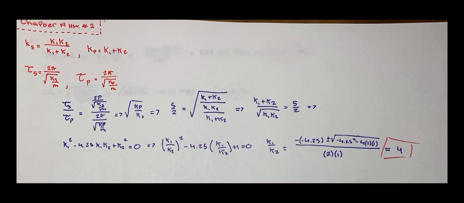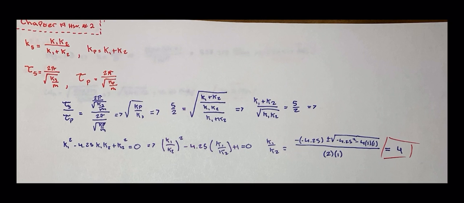Number 2, we have two springs of constant K1 and K2, and they are connected in series to block A that vibrates in a simple harmonic motion with a period of 5 seconds. When the same two springs are connected in parallel to the same block, the block vibrates with a period of 2 seconds. We're supposed to determine the ratio K1 over K2. So we know K in series is K1 times K2 over K1 plus K2. We know K in parallel is equal to K1 plus K2.